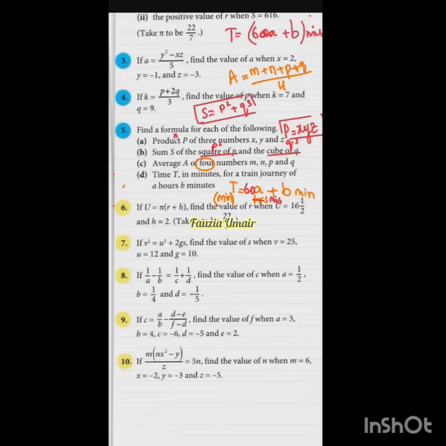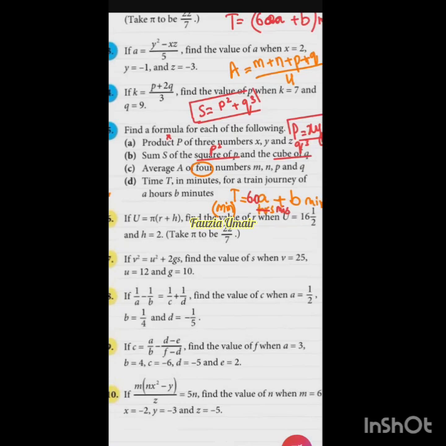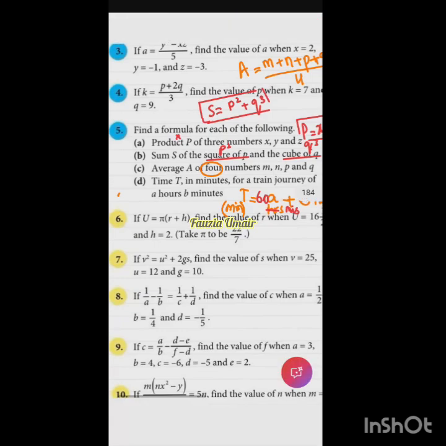So Zainab, in this question, how many variables are there? Avrish, how many variables are there in this? 4? Which 4 variables? 3. 3 variables. Very good. So pi is not a variable because the value does not change. Pi is a constant in maths.